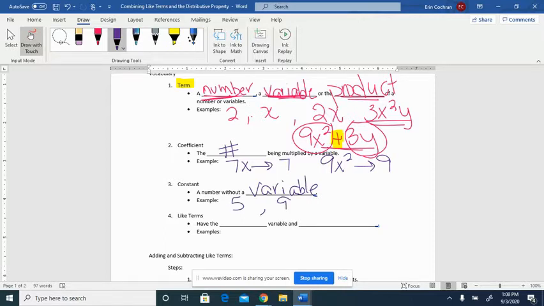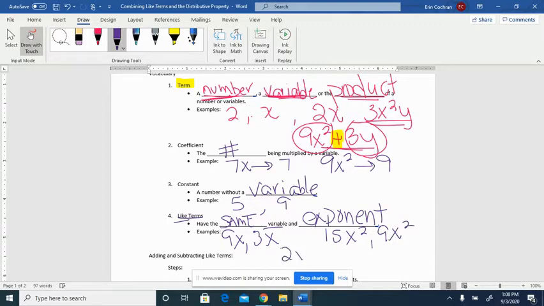Okay? Like terms, for them to be alike, they have to have the same variable and exponent. So for example, like 9x and 3x, 15x squared and 9x squared, 2x squared y and 5x squared y. Those are all like terms because they have the same variables and the same exponent.